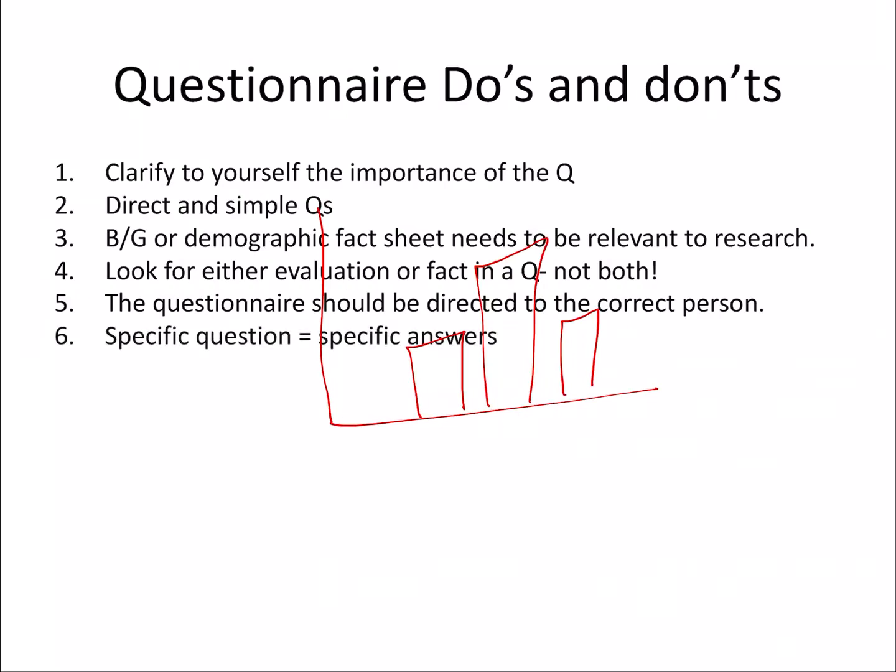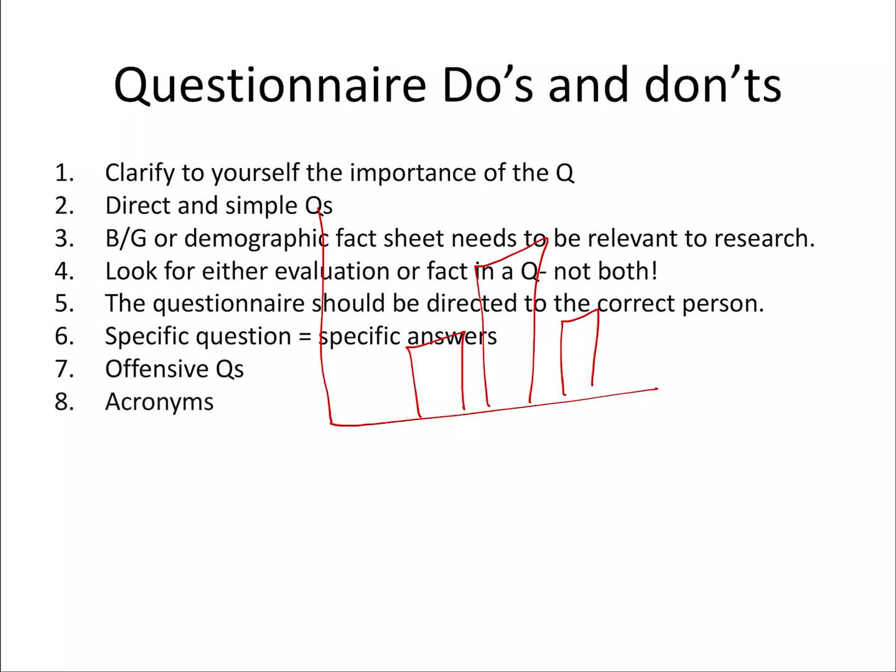The more specific your questions are in a questionnaire, the more specific answers you'll get. Try to avoid offensive questions. So if you're talking about people's dietary or nutritional habits, don't ask people in the questionnaire, do you still eat with your hands? That's offensive. There is a tinge of inappropriateness in that question. Try to avoid offensive questions.